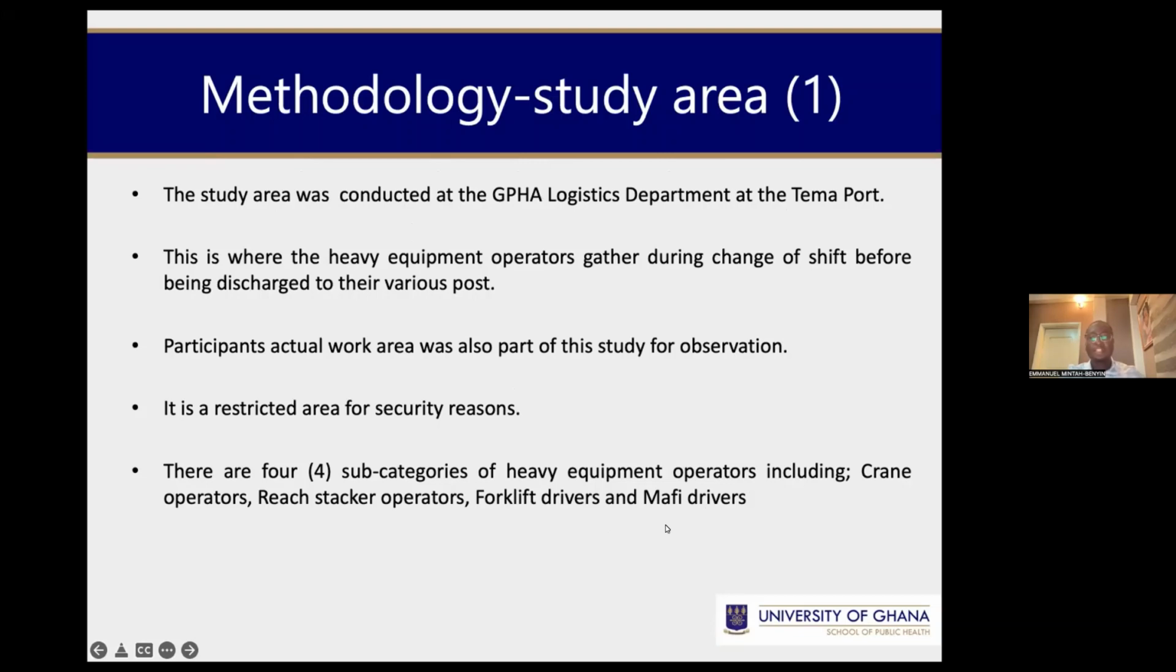The methodology of the study. The study was conducted at the Ghana Port and Harbour Authority Logistics Department at the Tema Port. And this department is involved basically in stevedoring activities. This is where the heavy equipment operators gather before their shift, and they do their change of shift to discharge their duties from this point.